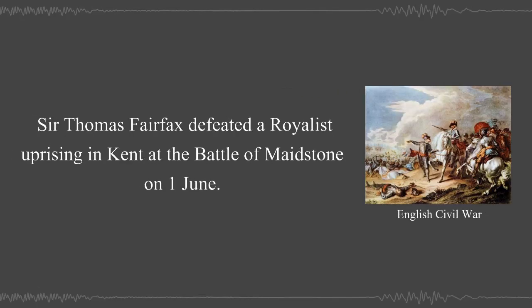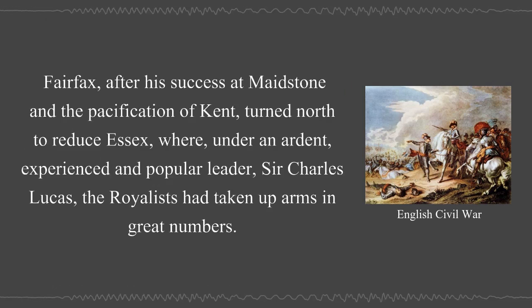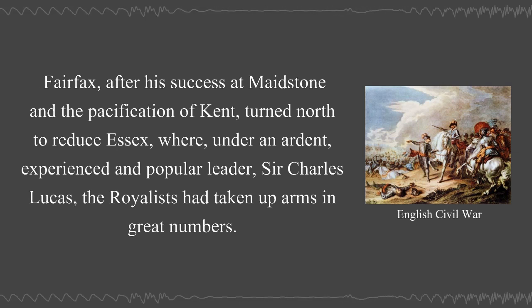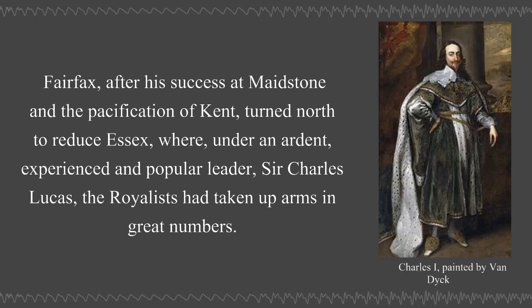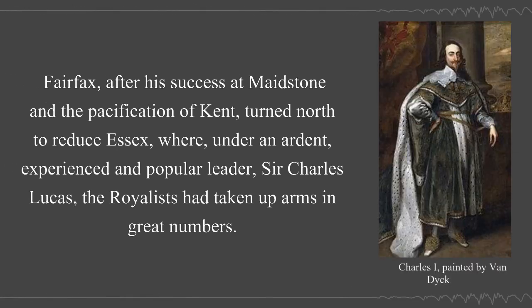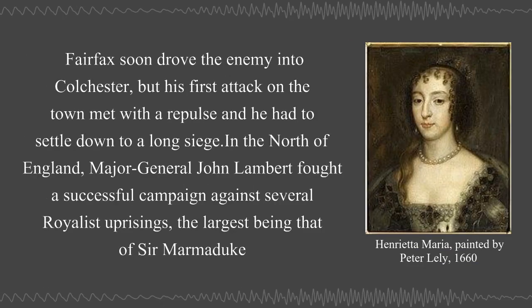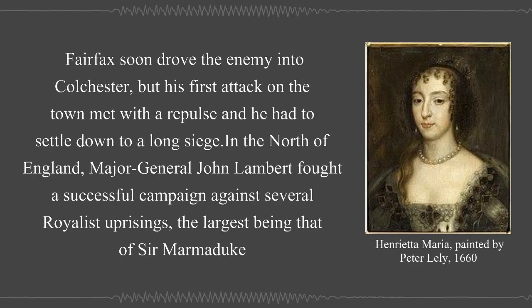Sir Thomas Fairfax defeated a Royalist uprising in Kent at the Battle of Maidstone on 1 June. Fairfax, after his success at Maidstone and the pacification of Kent, turned north to reduce Essex, where, under an ardent, experienced, and popular leader, Sir Charles Lucas, the Royalists had taken up arms in great numbers. Fairfax soon drove the enemy into Colchester, but his first attack on the town met with a repulse, and he had to settle down to a long siege.